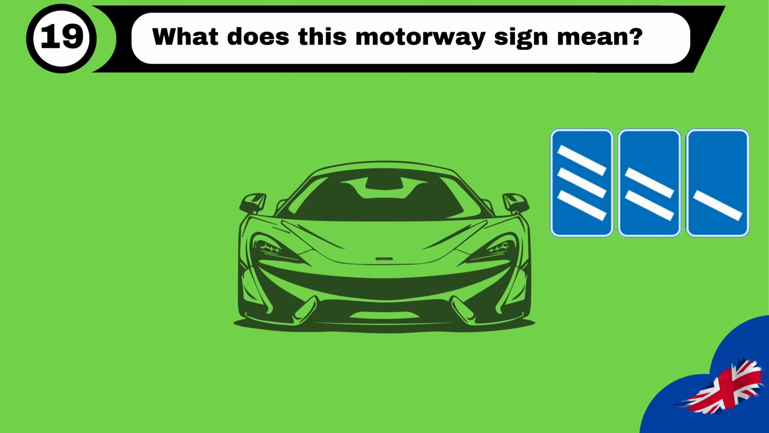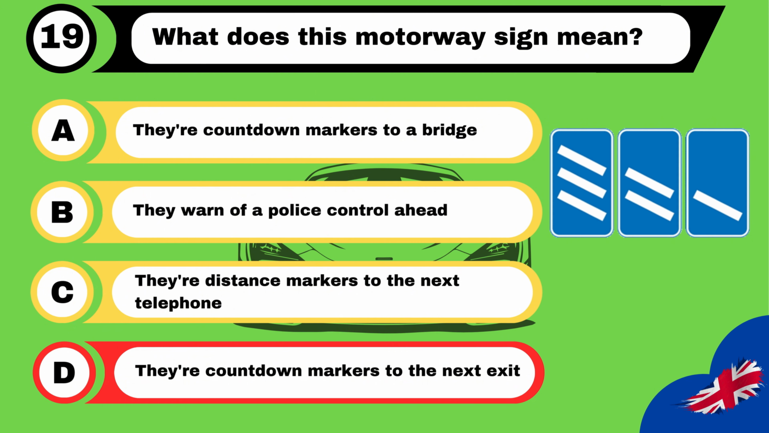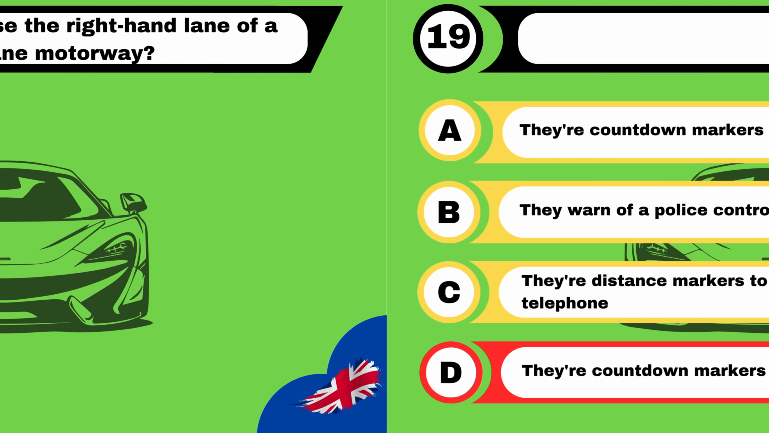Question 19. What does this motorway sign mean? A. They're countdown markers to a bridge. B. They warn of a police control ahead. C. They're distance markers to the next telephone. D. They're countdown markers to the next exit. The answer is D. They're countdown markers to the next exit.